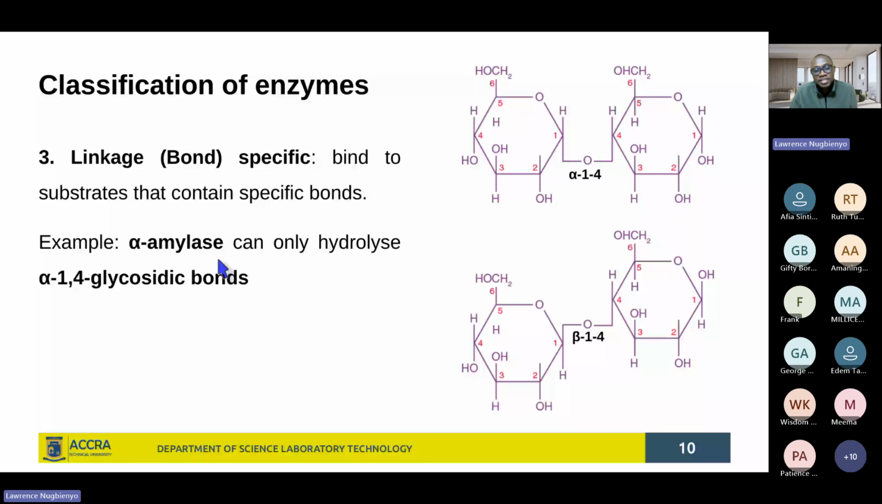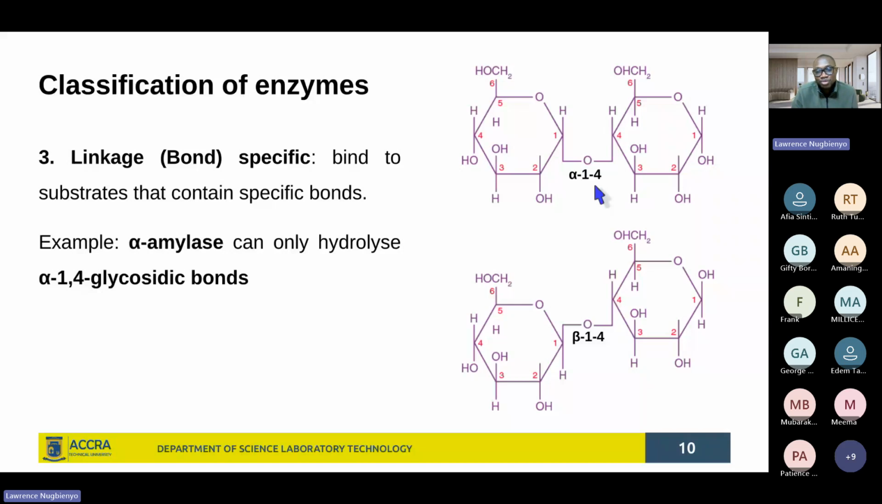which hydrolyzes alpha glycosidic bonds, the alpha 1,4 glycosidic bonds. So we see up here at the top, we can see alpha 1,4 glycosidic bonds between 2 glucose molecules. Now that is the bond that alpha amylase can break down.